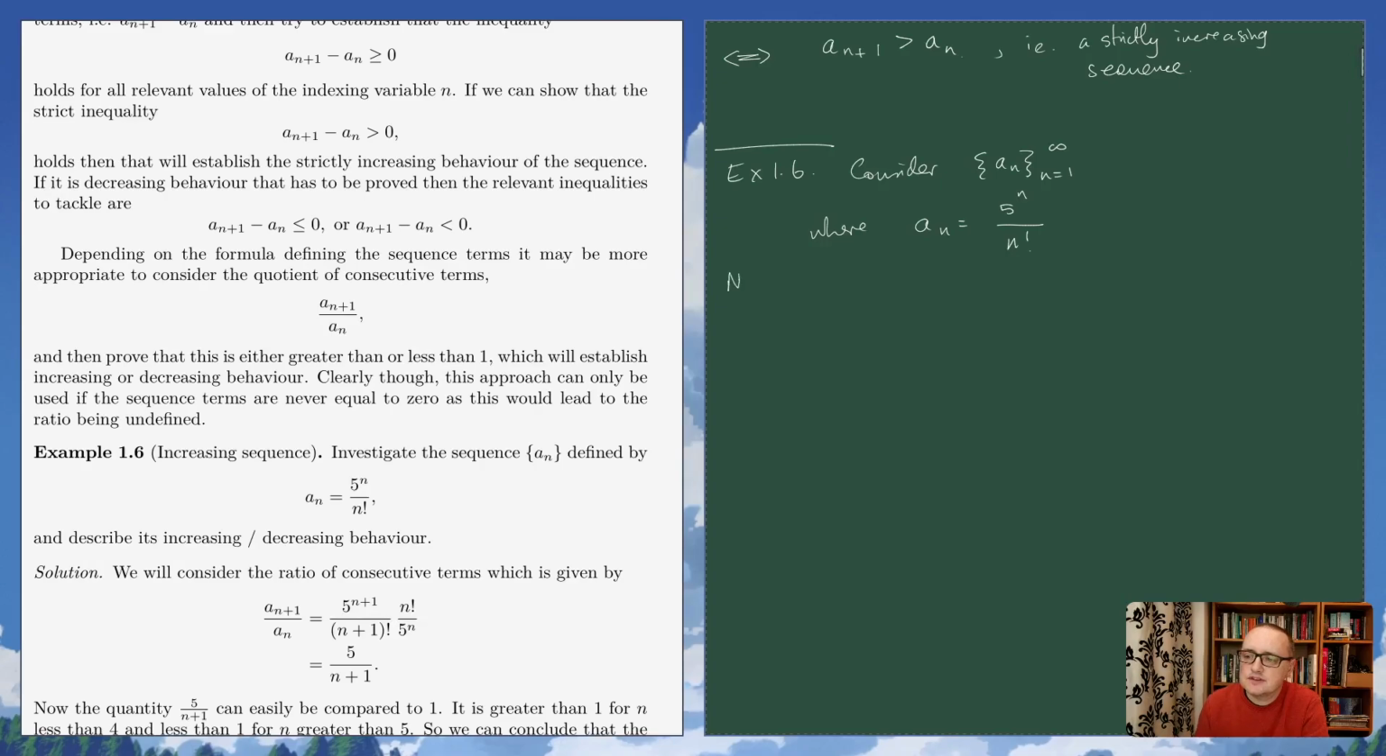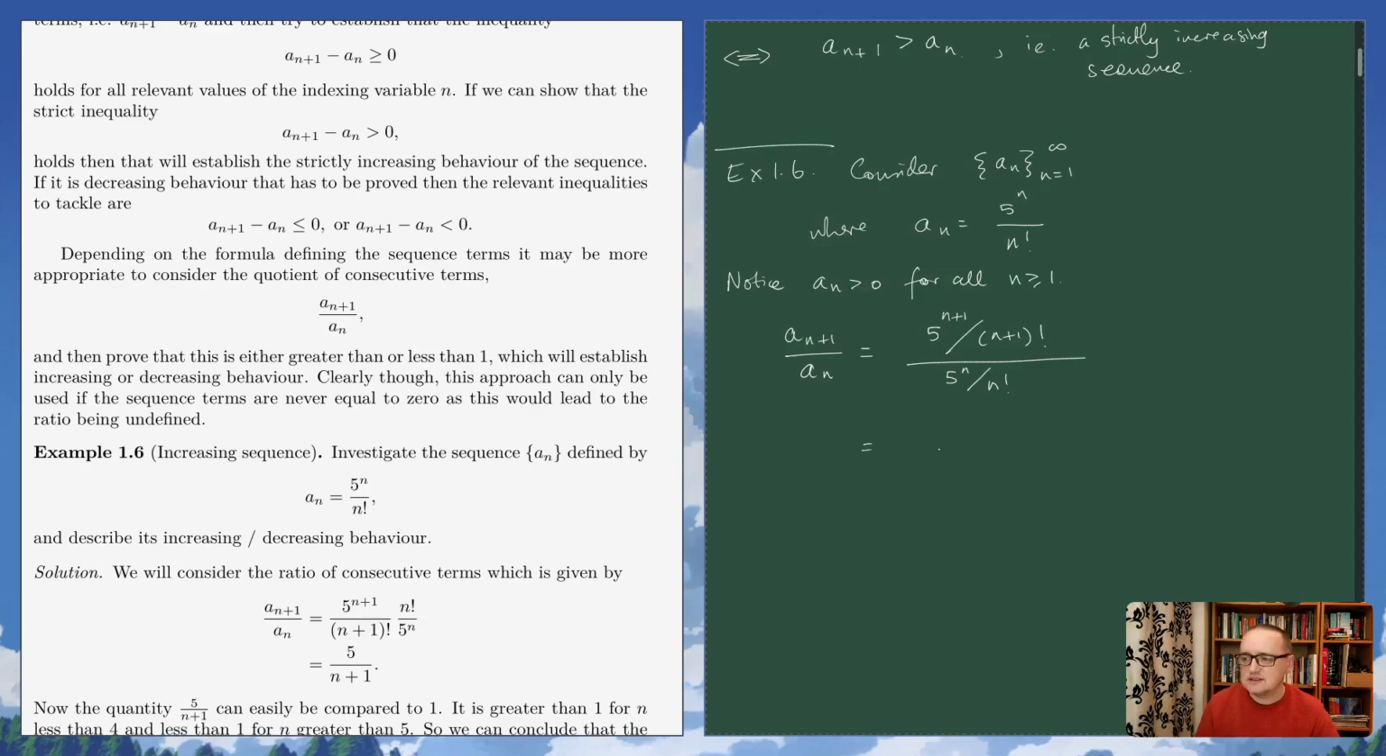Okay, so notice here that a_n is strictly positive for all n bigger than or equal to 1. So we'll examine the common ratio. We'll look at a_{n+1} divided by a_n. So just fill in each term of the sequence here. So a_{n+1} will be 5 to the power n+1 divided by factorial of n+1. And we're looking at the ratio of that to a_n itself, which is 5 to the power n divided by n factorial.